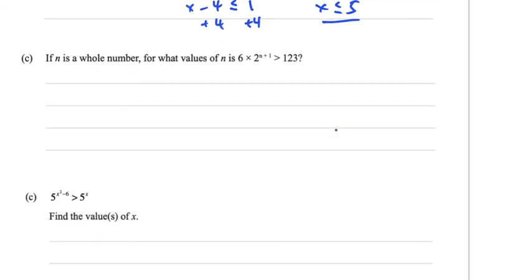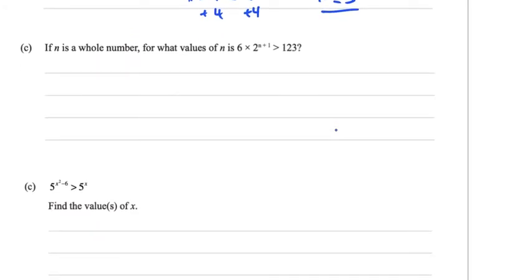Next question. Same story. If n is a whole number, for what values? All right, same story. We're going to move that times 6 to the other side so that it can turn into one number before we can judge anything on that. So let's divide by 6 on both sides, and 2 to the power of n plus 1 bigger than. What is this going to be?